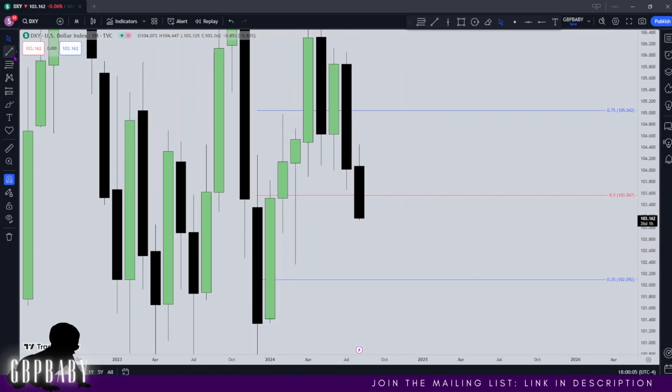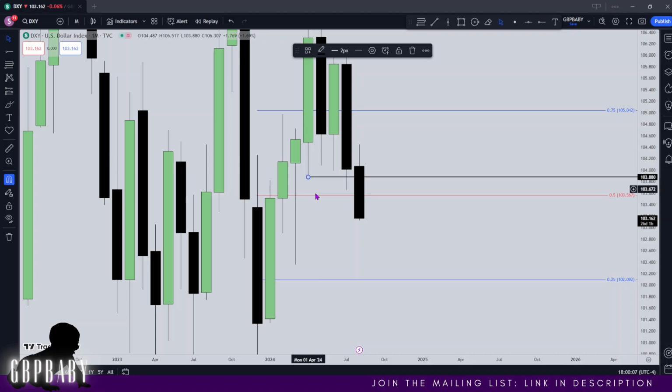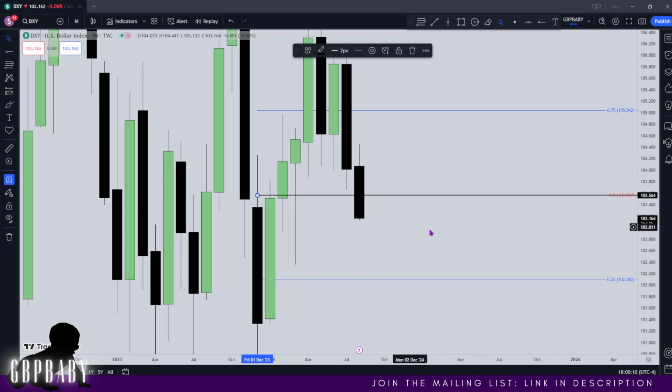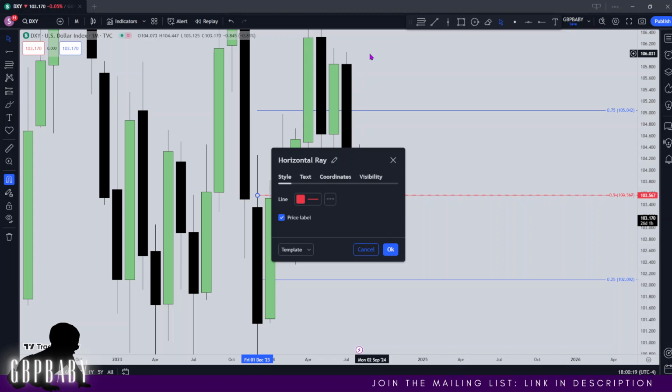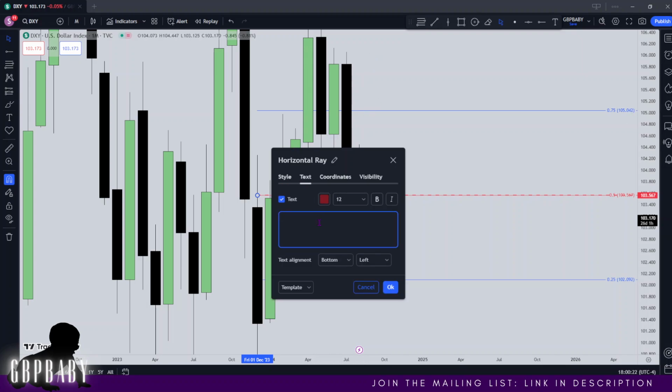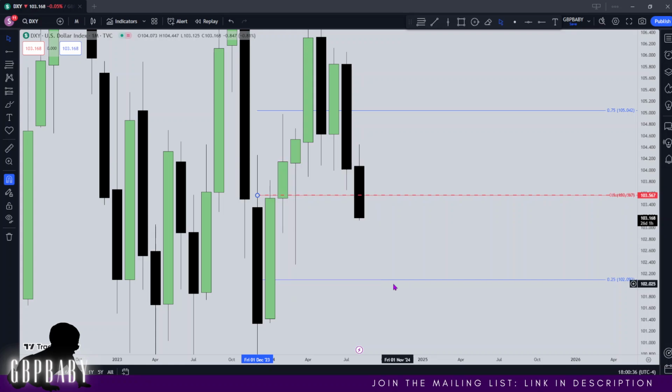So let's get that marked out first. I am going to keep this very faint just because it is a higher time frame PD array and it's not as precise as, say, the daily and weekly for the short term trading that we do. But nonetheless, we'll have it marked out and we'll make it dashed. And I'm just going to put monthly 50%. There we go.